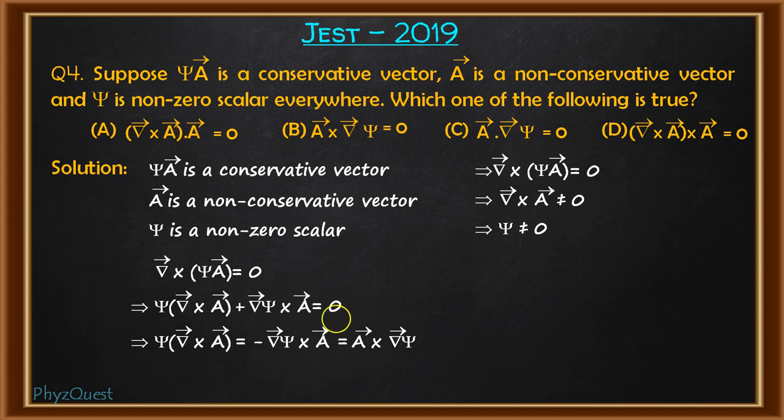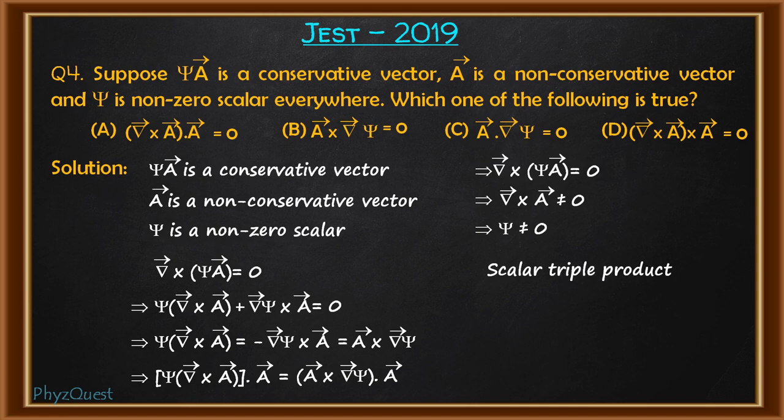Now here, if we take the dot product on both sides, the left hand side and right hand side, with A, what will happen is this will be psi into del cross A dot A is equal to A cross gradient of psi dot A. Now the right hand side has the expression of a scalar triple product. So scalar triple product is A cross B dot C. This is the expression of scalar triple product.